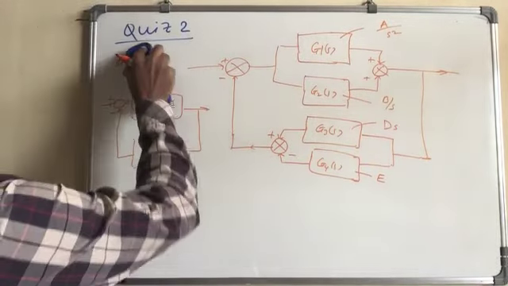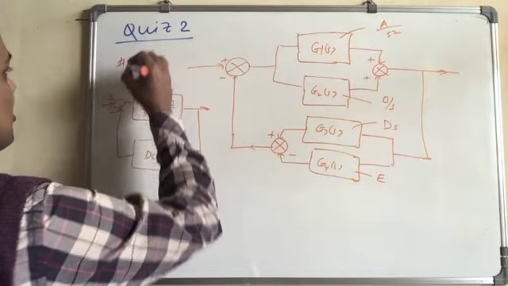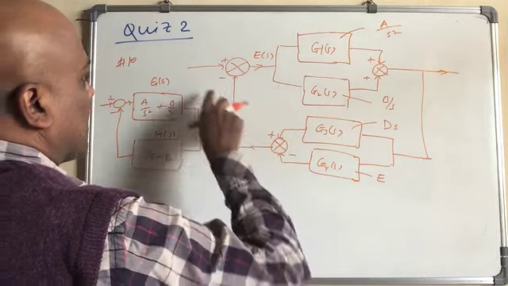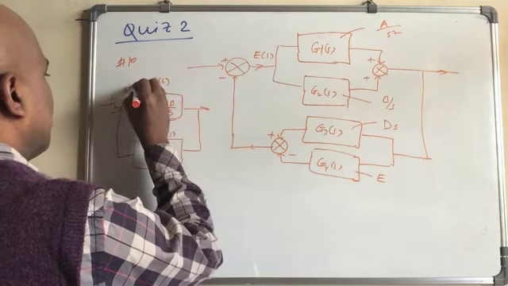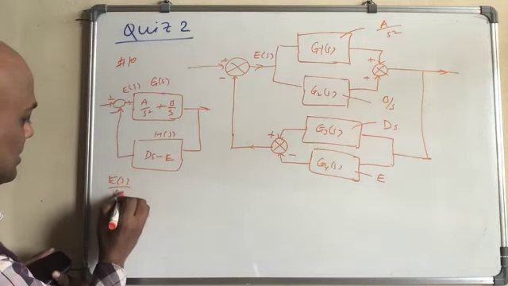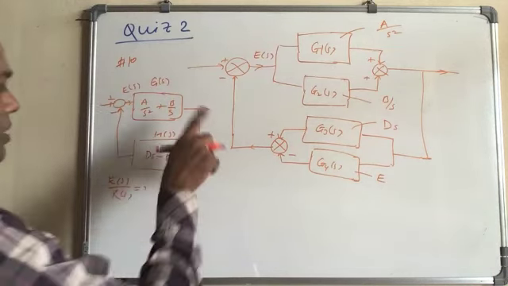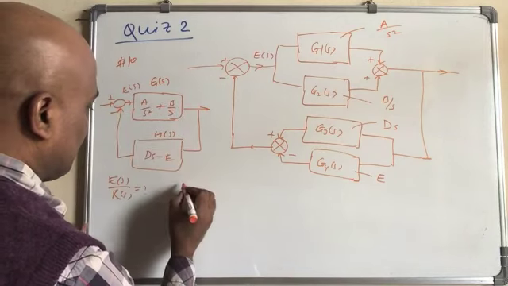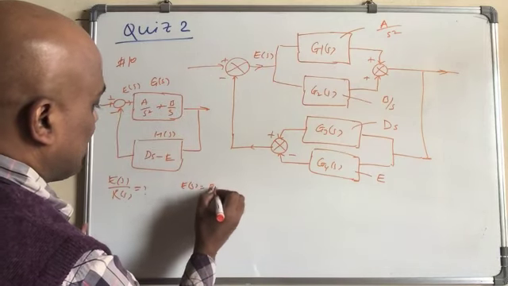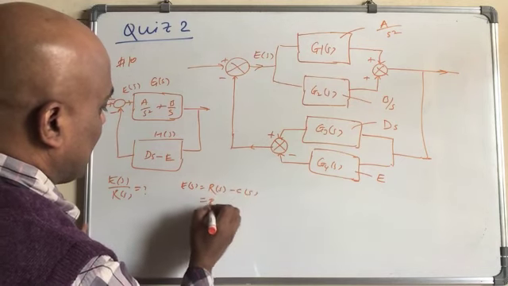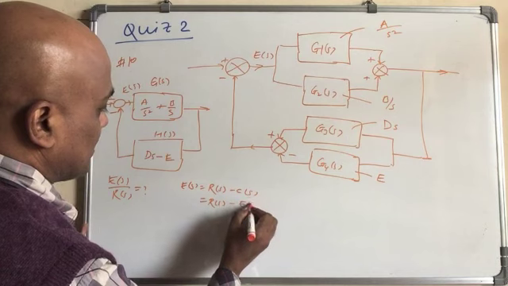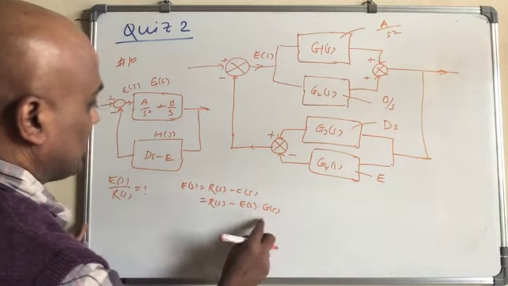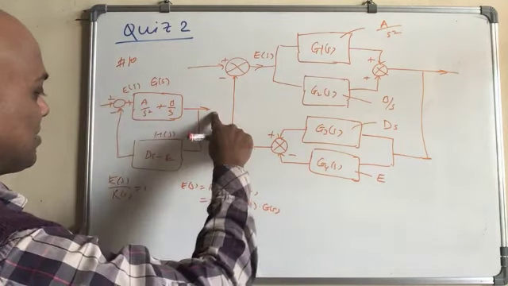The next question again is related to this only. However, it is asking about the value of E S. This is E S. E S will be R S minus C S. So this is E S here. So E S over R S equals what? This is regarding this one. We know that in this case, if this is G S and this is H S, E S is equal to R S minus C S, and C S is nothing but E S multiplied by G S. So this is G S here. So R S minus E S multiplied by G S is equal to C S.